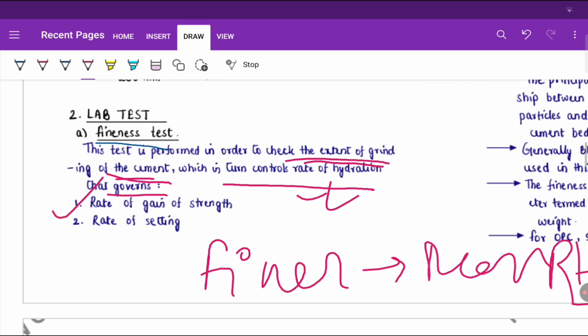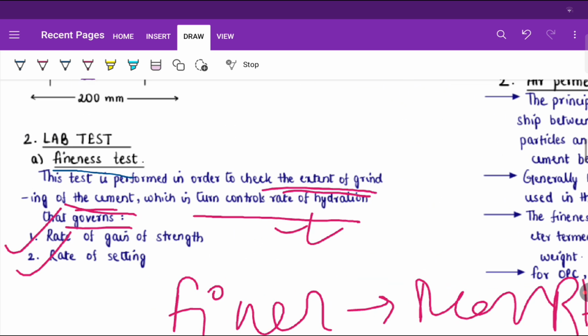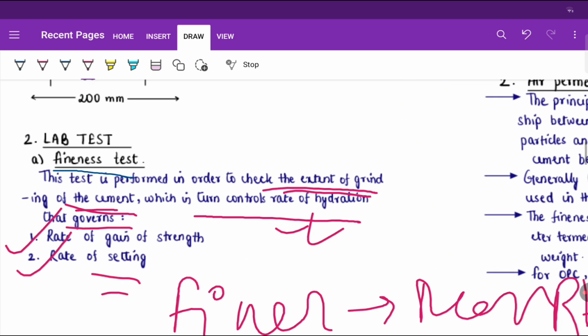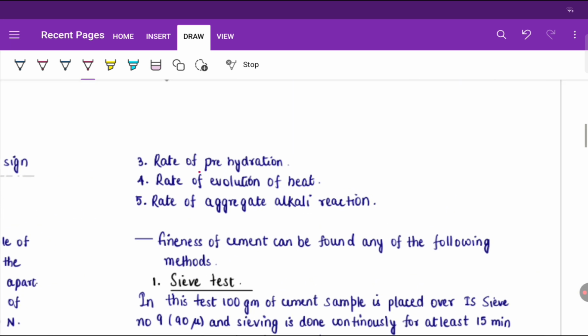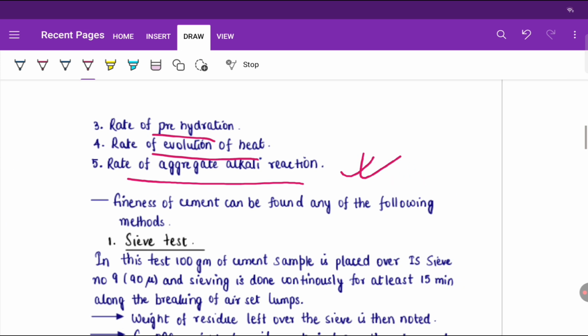So the rate of gain of strength and rate of setting will increase, and it will set earlier if the cement is finer, right? The rate of hydration and rate of evolution of heat will also accelerate. Aggregate alkali reaction will also be more if the cement is finer, right?